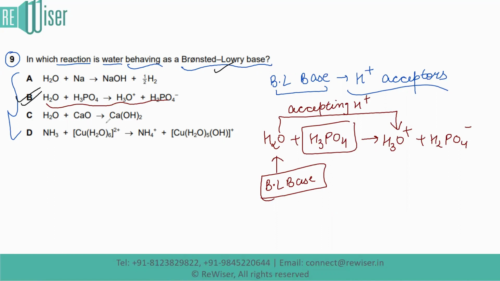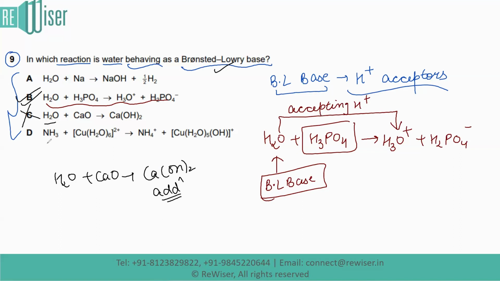So let's check out the other options also. If you check C, in C, water plus CaO gives you Ca(OH)2. So this is just an addition reaction. It's not an acid-base type of reaction, because acid-base gives you water plus salt. So this is not the correct answer.